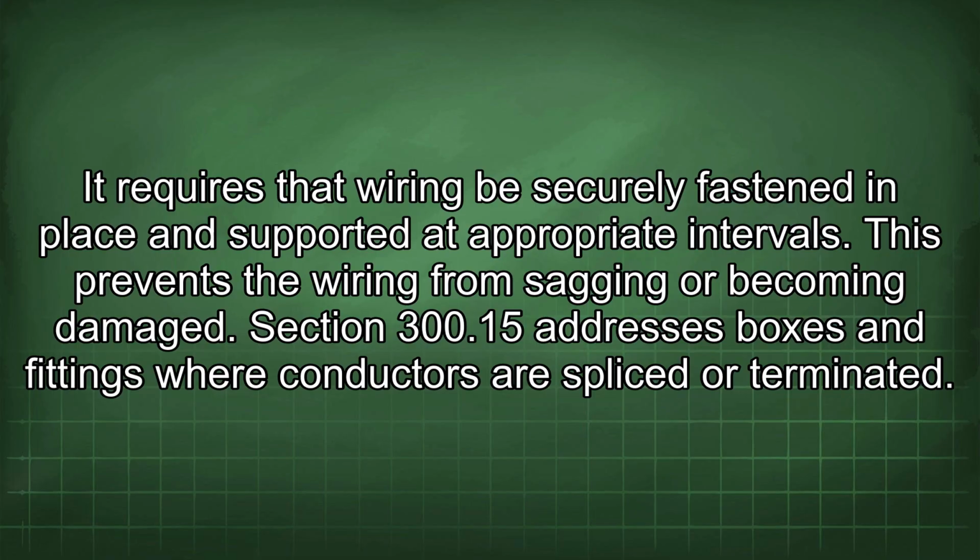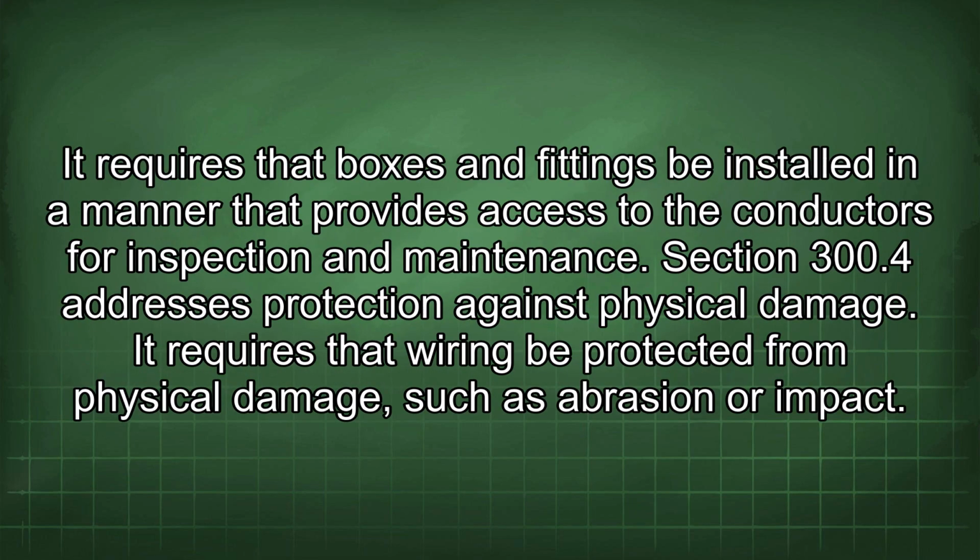Section 300.15 addresses boxes and fittings where conductors are spliced or terminated. It requires that boxes and fittings be installed in a manner that provides access to the conductors for inspection and maintenance. Section 300.4 addresses protection against physical damage. It requires that wiring be protected from physical damage, such as abrasion or impact.